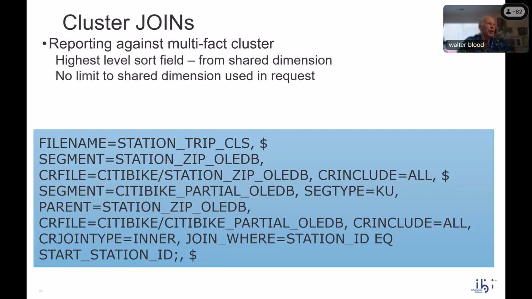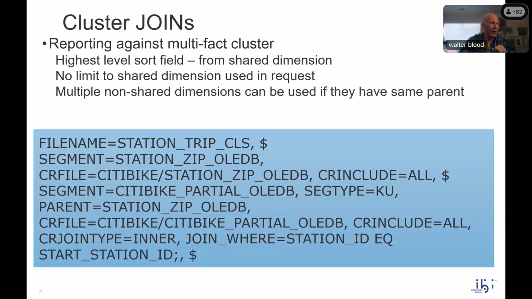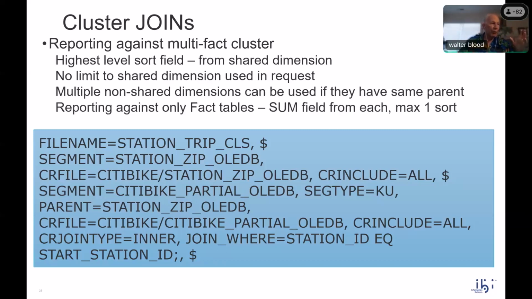There's no limit to the shared dimensions used in this request. And effectively, this is what we're doing. We're sharing dimensions. We're building, in effect, a star schema. If you take a look at it, we're going to build a star structure. And depending upon whether they're unique segments or non-unique segments, they may always be available, and we may have a single line that we have to travel through. Multiple non-shared dimensions can be used if they have the same parent. And reporting ultimately has to be against the fact table, the top.